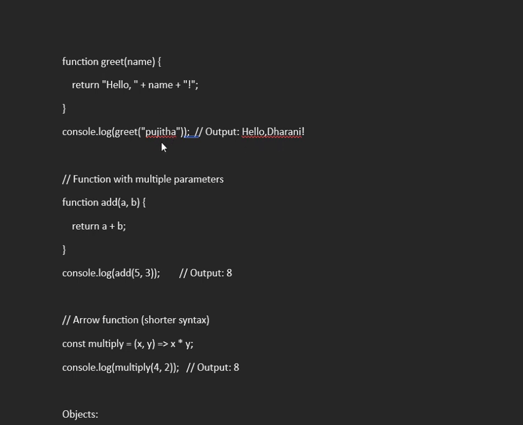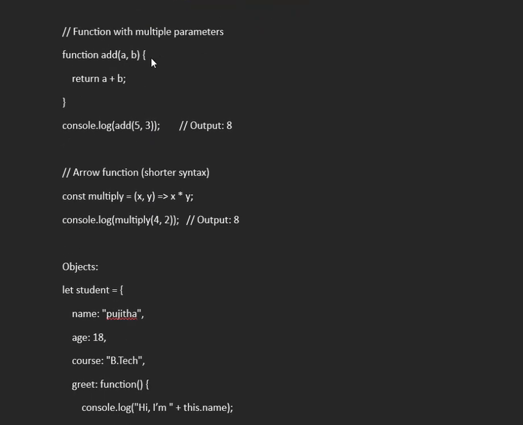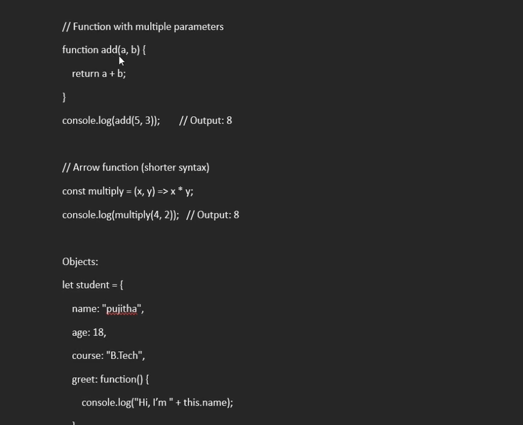If I give any other name, for example when I give Raghu here, then it gives hello Raghu. And now, a function with multiple parameters. We can also pass parameters into the function. Let's see a simple code for passing parameters. I have function add, with parameters a, b, which returns a plus b. Now we can pass 5, 3, and the output is 5 plus 3, which is 8.